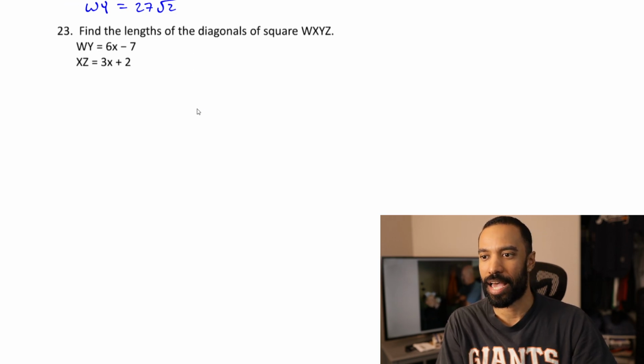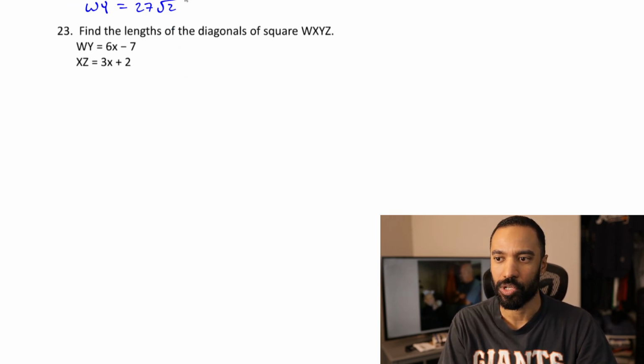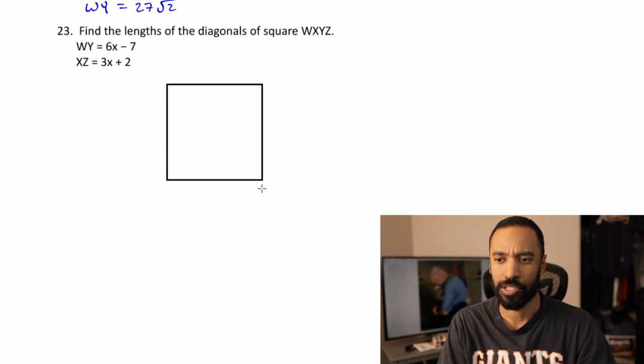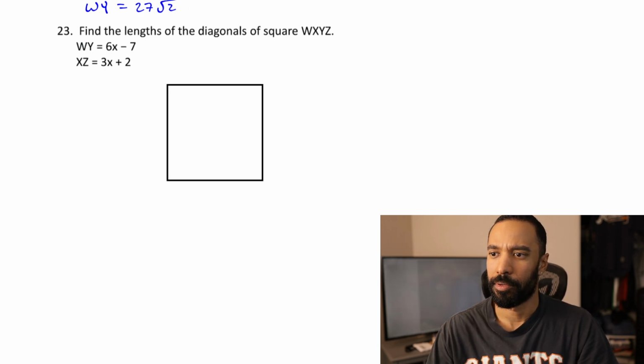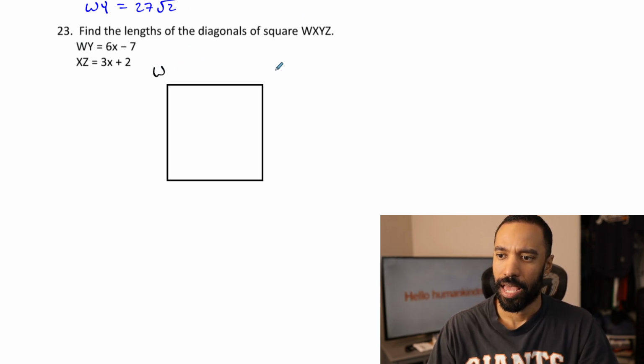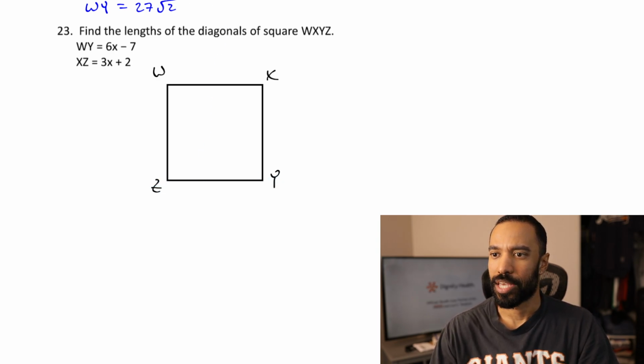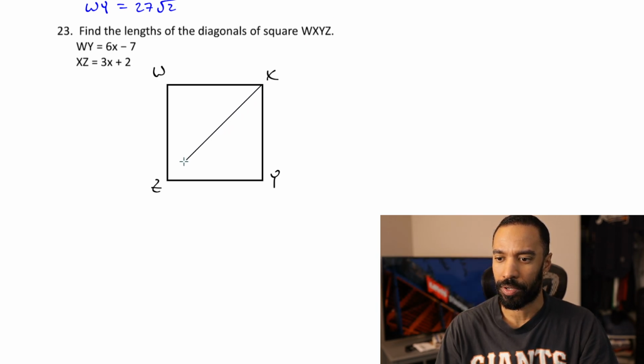All right, find the lengths of the diagonals of square WXYZ given this information. It's when in doubt, draw it out. Best to work this thing here. So W, X, Y, Z. It's a square. Diagonals will be congruent. I don't know if the diagonals are what we're given.